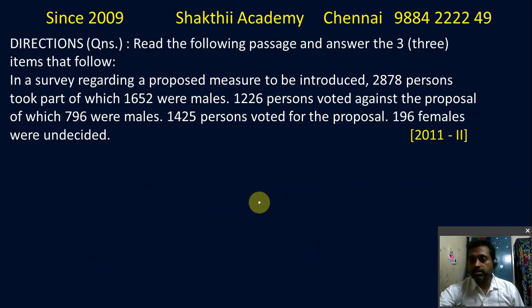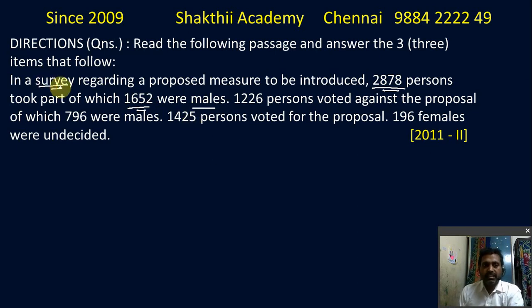Here what I do is I will put it as a table so that I can answer all the questions in a very easy and comfortable way. In a survey regarding a proposed measure to be introduced, 2,878 persons took part, of which 1,652 were males.